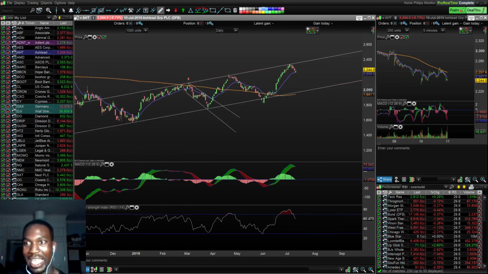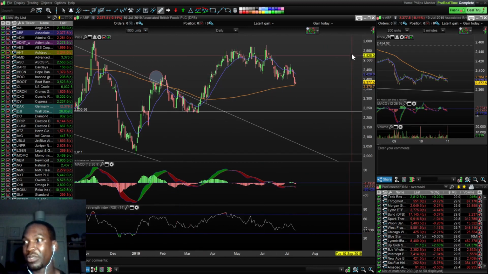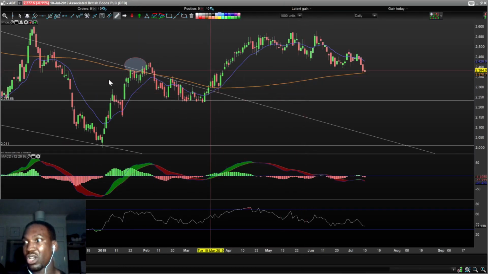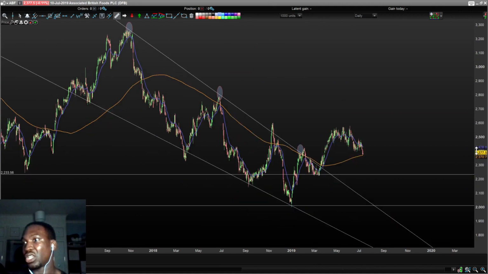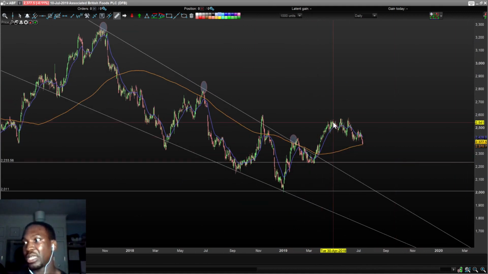Next one is ABF. This is one I've been following for some time, but I think now's the time to pull the trigger. If you zoom out, it's a descending channel pattern, as you can see, that broke out, and then it's been kind of fluctuating ever since.